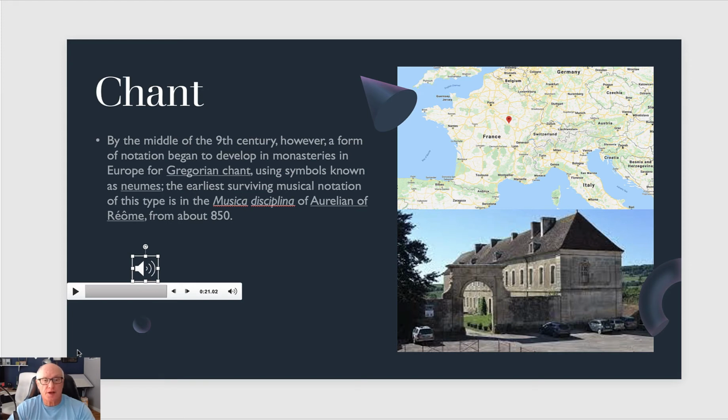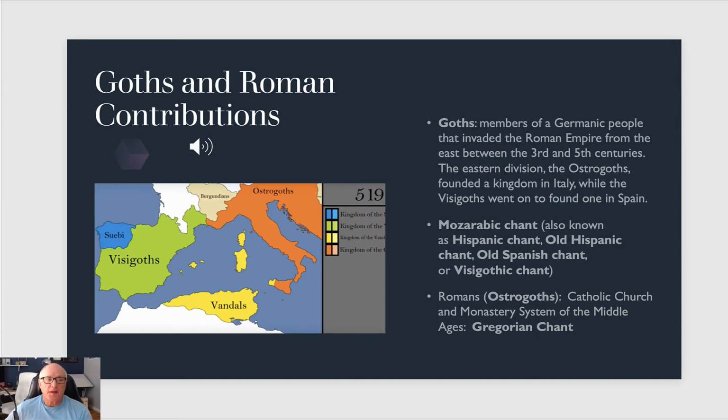And so this created a sound that was very different from the sound that was in the public square, that was in festivals. And it was considered highly sacred. And when we study more about music history, we'll go into greater depth with this. But that's the first sound that we want to think of. But people said, well, how do we notate this? And so it began to be notated by two groups of people, the Goths and the Romans.